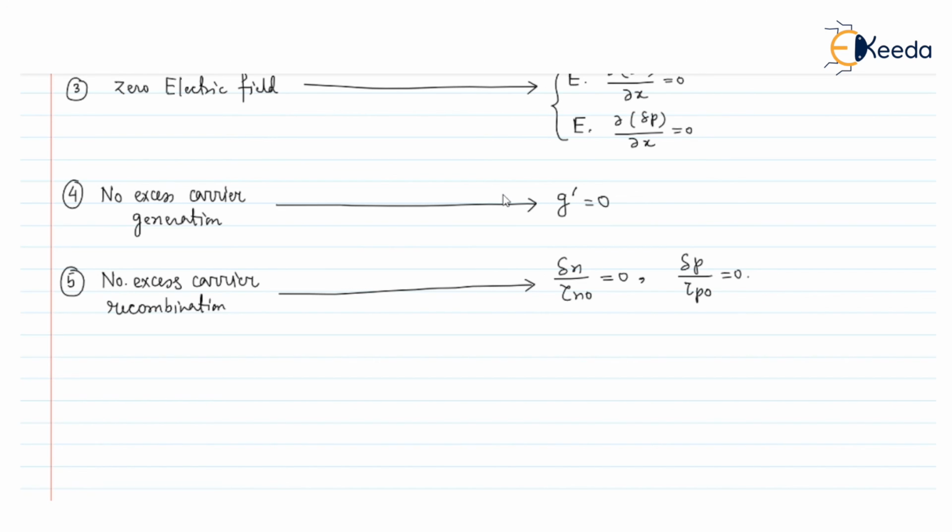This is all about the generation and the recombination in the ambipolar transport phenomena that will happen when the excess carriers are generated inside the semiconductor.